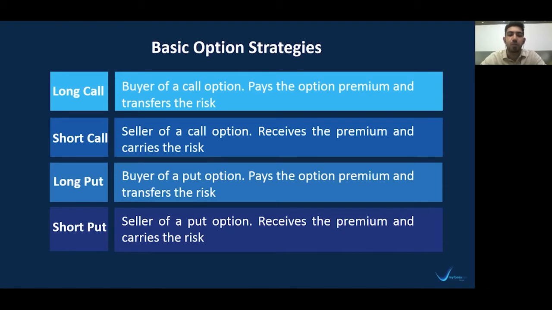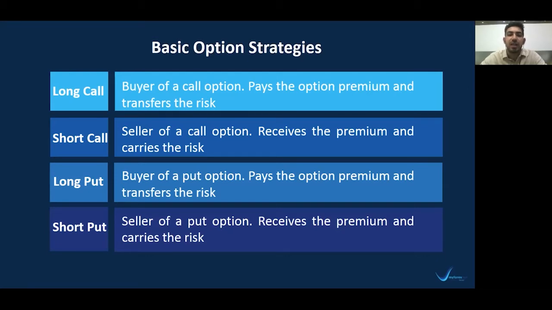Similarly, in case of long put and short put, they both are counterparties, but these are two independent contracts. The buyer of a put option pays the option premium and transfers the risk, whereas the seller of a put option receives the premium and carries the risk.